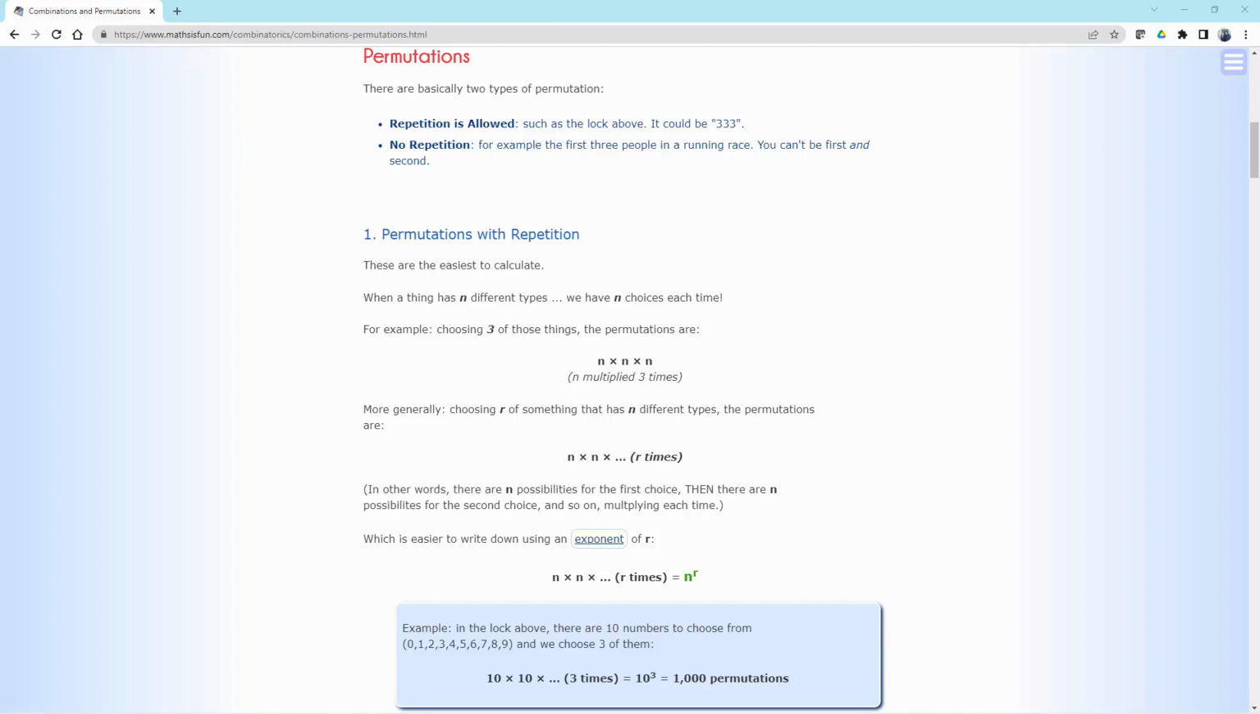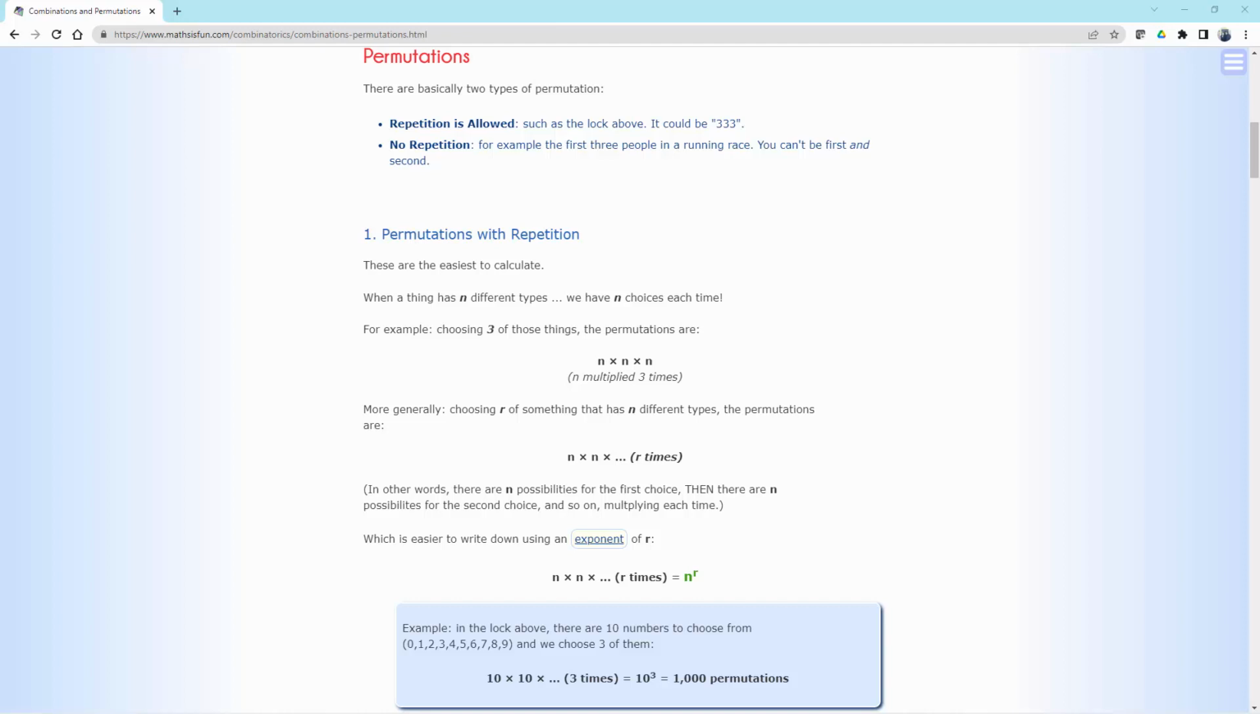Now, there are some simple examples that we can use to look at permutations. And what I'm going to do over the next few minutes is just concentrate on the most simple, where we have a permutation where repetition is allowed.